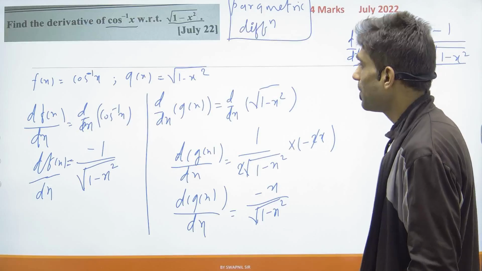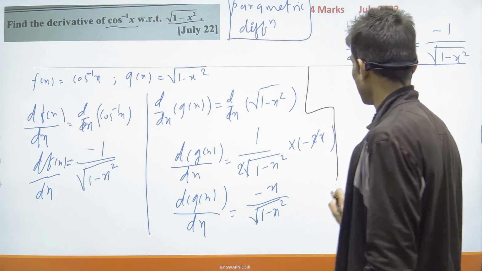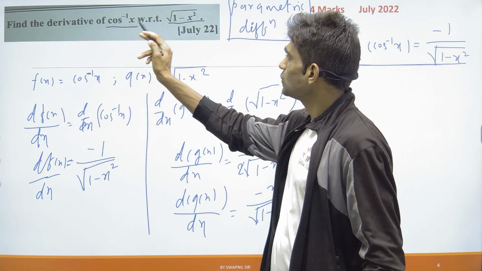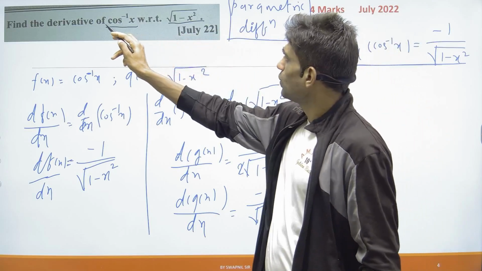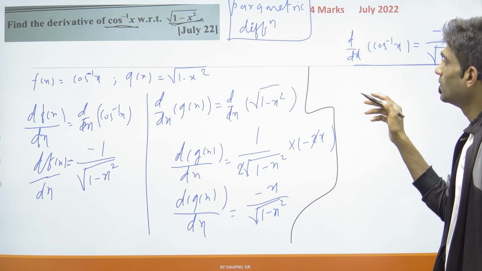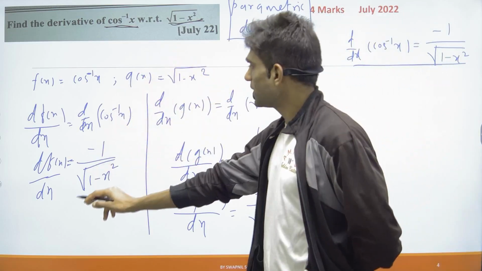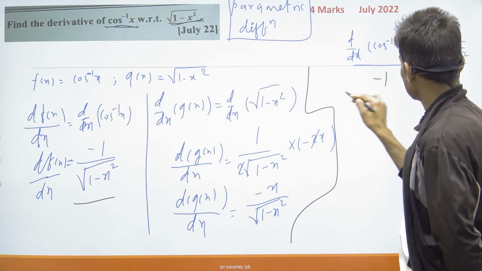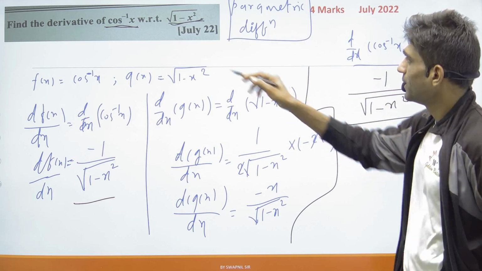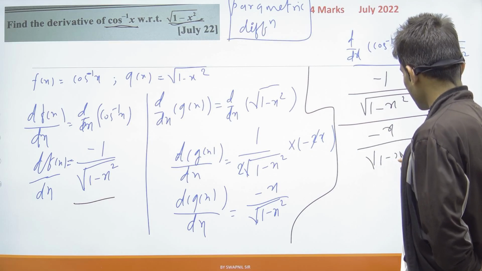Now apply the definition for differentiation of a parametric function. It says that we want the derivative of cos inverse of x with respect to square root of 1 minus x square. That means the derivative of this function divided by the derivative of this function, and you will get the required differentiation. So the derivative of cos inverse of x is negative 1 upon square root of 1 minus x square, completely divided by the differentiation of square root of 1 minus x square, which is minus x upon square root of 1 minus x square.